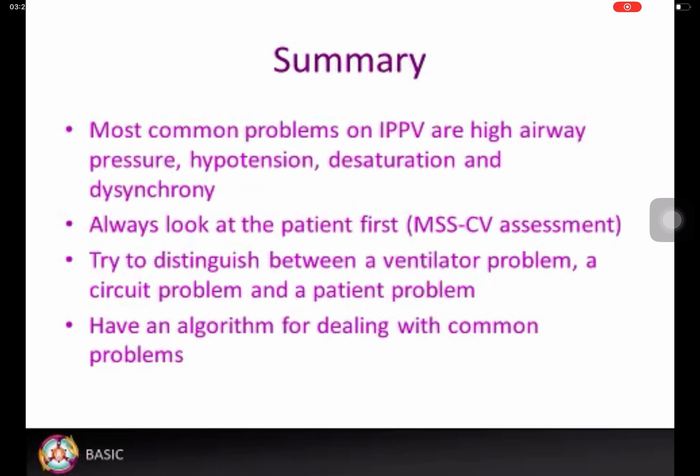In summary, the most common problems on mechanical ventilation are high airway pressure, hypotension, desaturation, and desynchrony. Always look at the patient first. Try to distinguish between a ventilator problem, a circuit problem, and a patient problem, and have an algorithm for dealing with common problems.